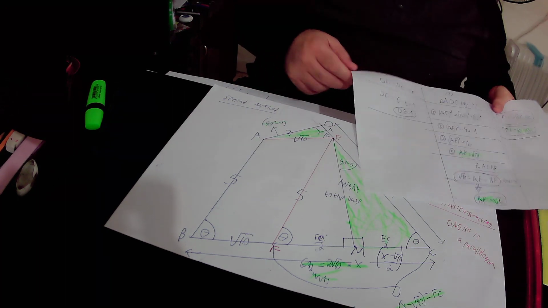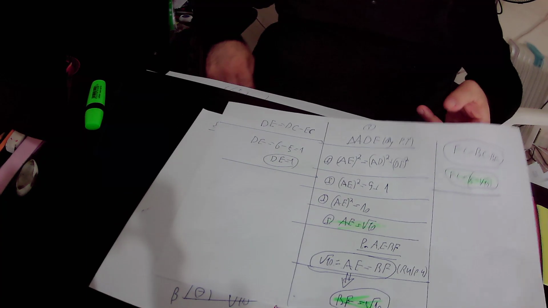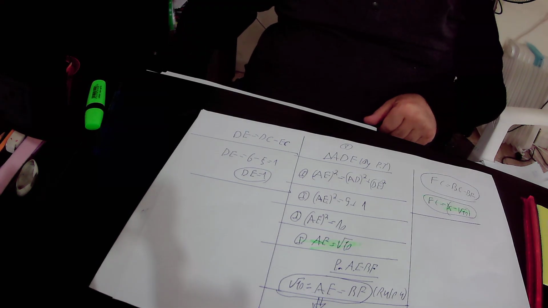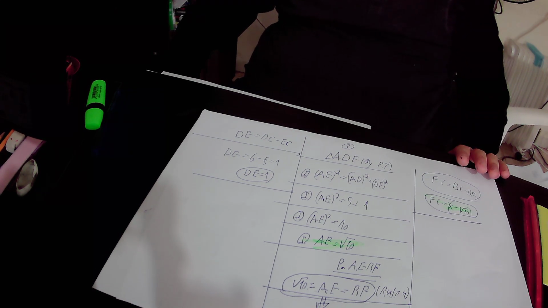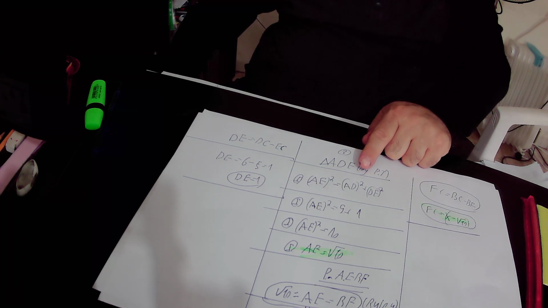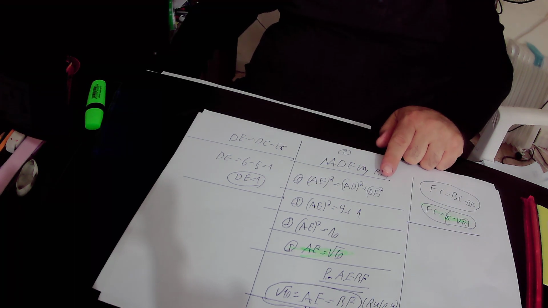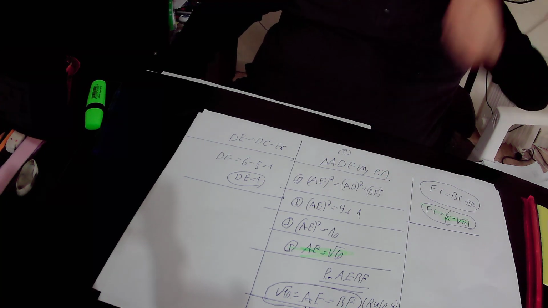Then we implemented the Pythagoras theorem on the small right triangle, triangle ADE. According to the Pythagoras theorem, the square of the hypotenuse equals the sum of the squares of the perpendiculars. That is to say, AE square equals AD square plus DE square. AD equals 3, so AD square is 3 squared, that is 9, plus DE square. DE equals 1, so DE square is 1 squared, that is 1. So in conclusion, AE square equals 9 plus 1, that is 10, so AE square equals 10, according to equation number 1.